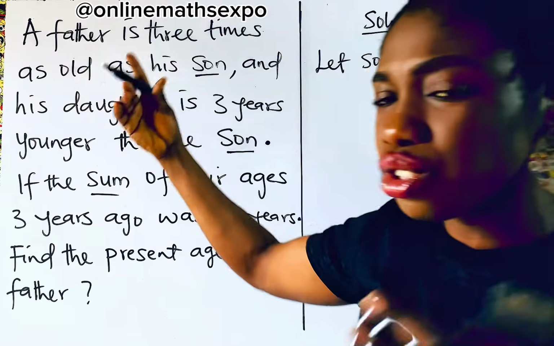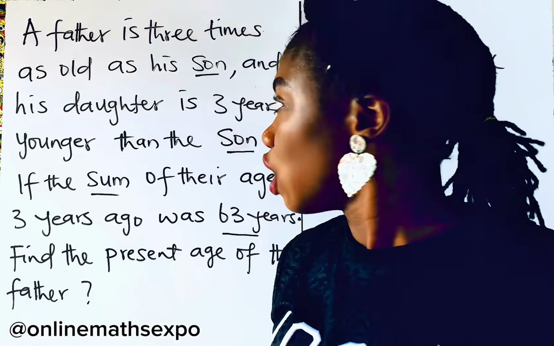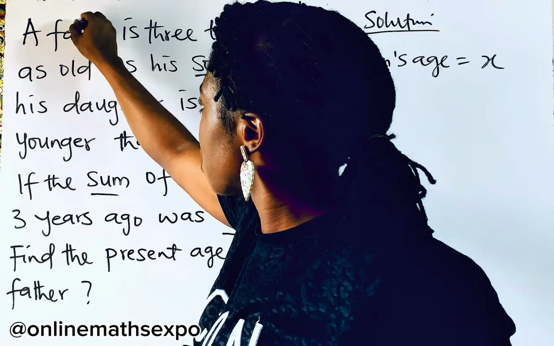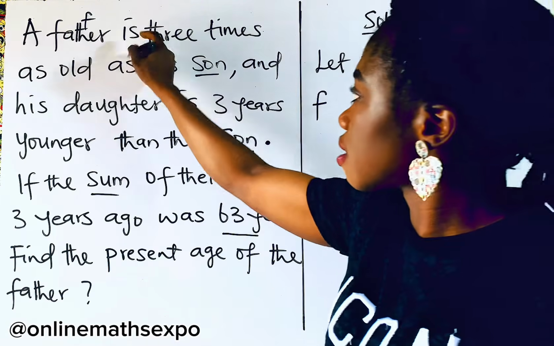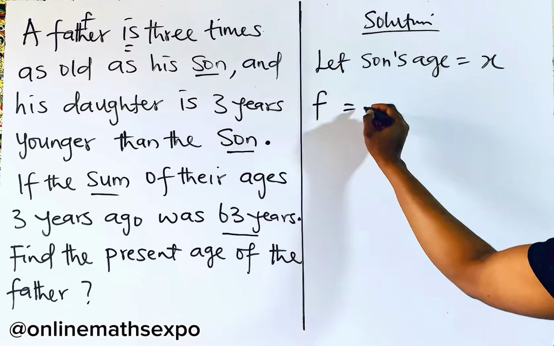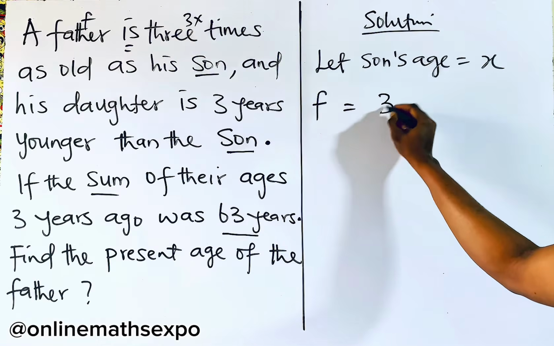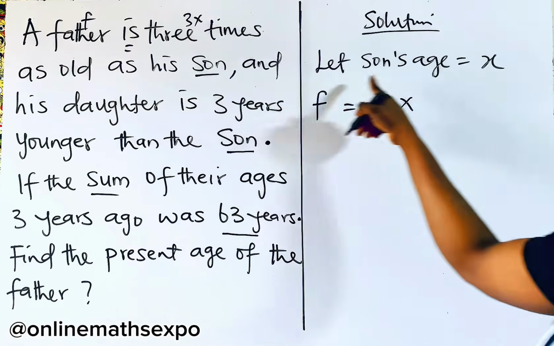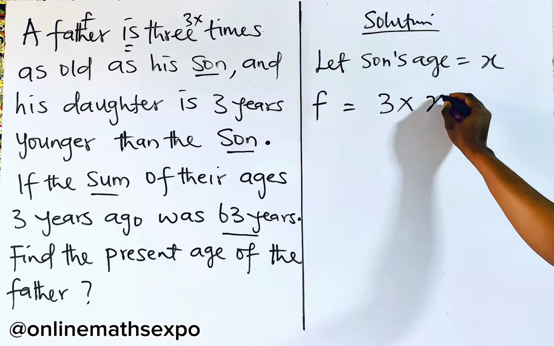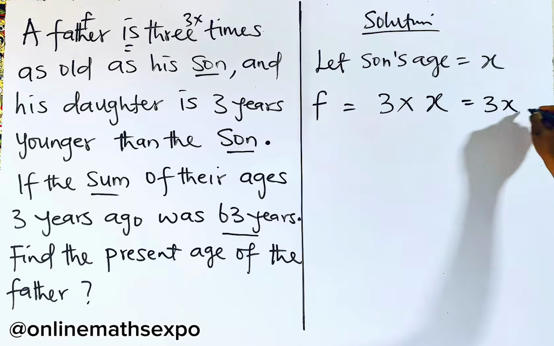So go back to the question. A father, just use any variable, he's not the major person. So a father, we can just say F. F is equal to 3 times as old as his son. And we have seen that the son is x, so it's going to be 3 times x, and 3 times x will give us 3x.